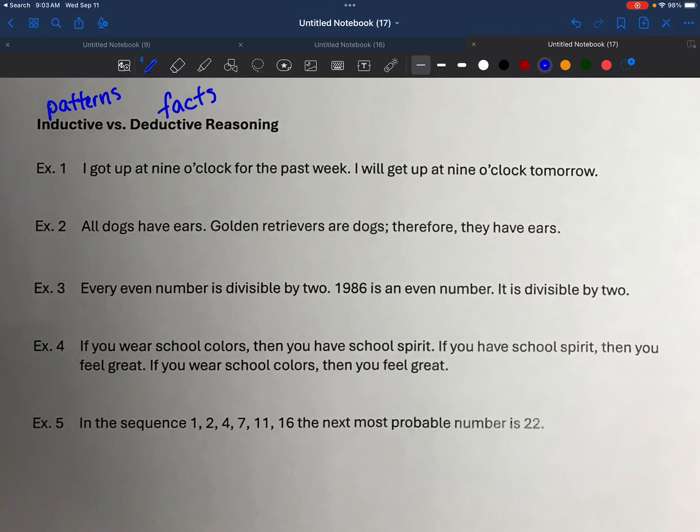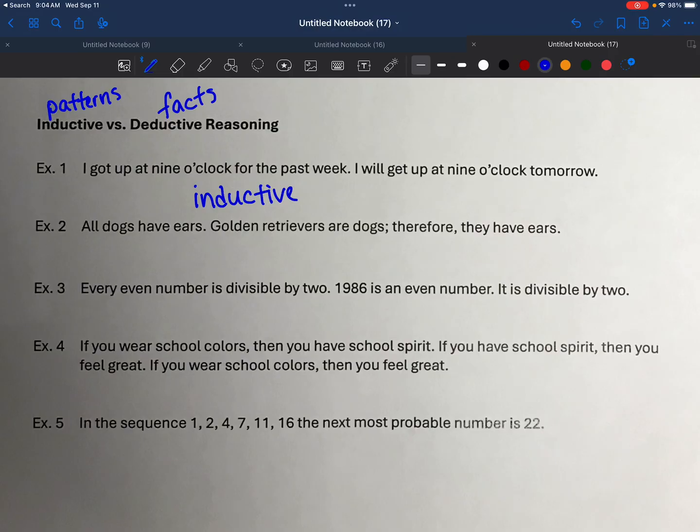Okay? So, example 1 says, I got up at 9 o'clock for the past week. I will get up at 9 o'clock tomorrow. Fact or pattern? Inductive, right? Because is it a fact that I will 100% get up at 9 tomorrow? No, right? What could happen? My alarm doesn't go off. I oversleep. I hit the snooze. Okay, so that's going to be inductive reasoning.